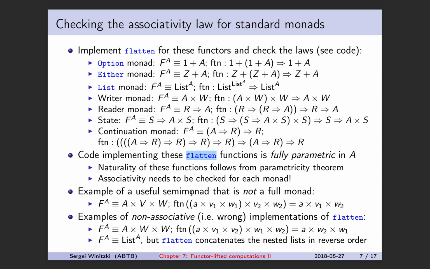I give examples of a semi-monad that is not a full monad and yet has useful applications. I show code for this. And I also give examples of implementations of flatten that violate associativity.